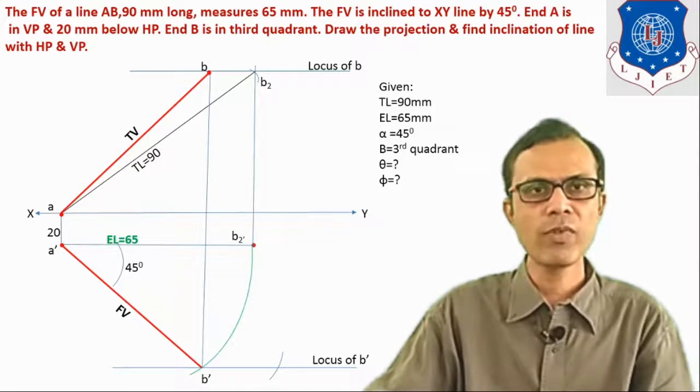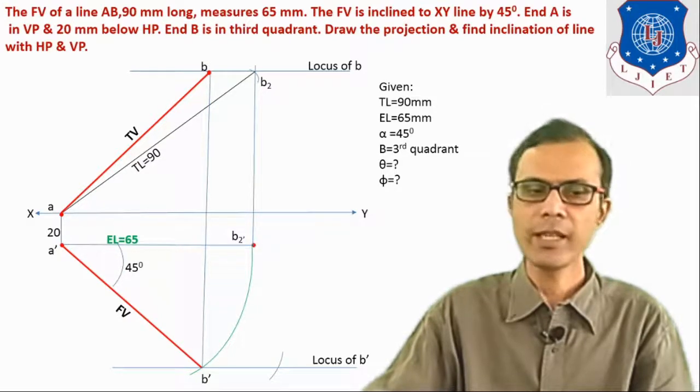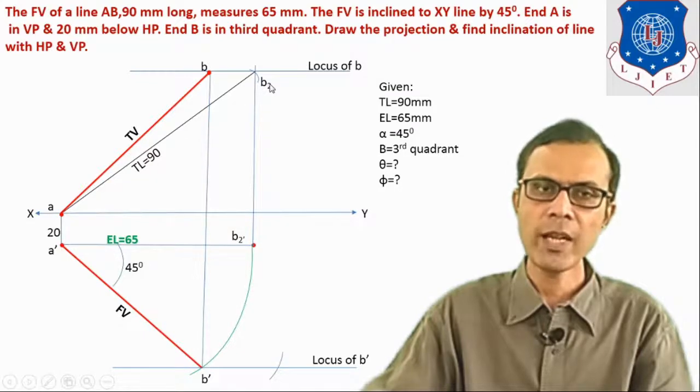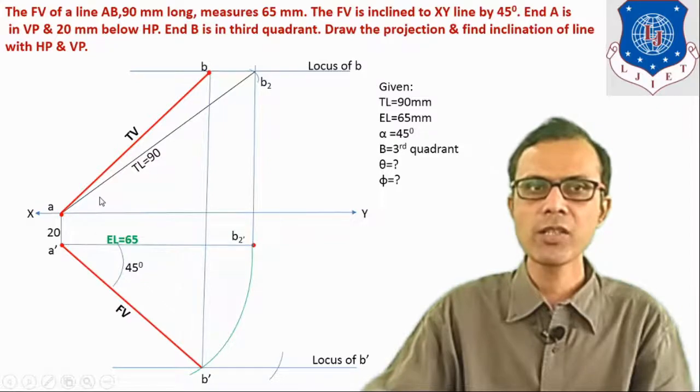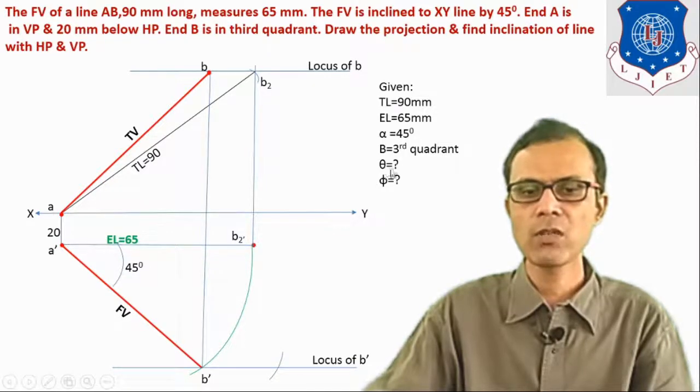Now we have to find out the true inclination angles theta and phi. Here, when you measure the angle of line AB2 with this XY line, that is the true inclination angle of the top view in true length. So it will be the answer for phi. And we also have to find out theta.